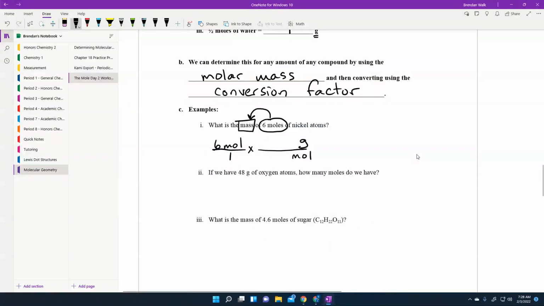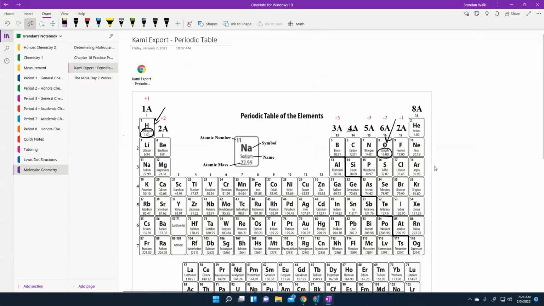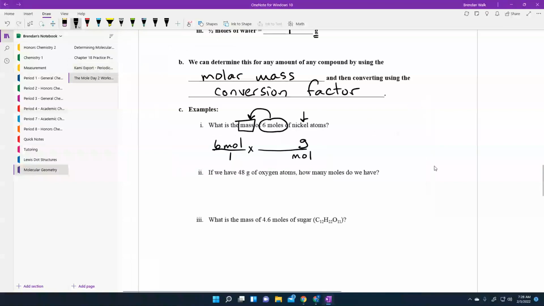In this case, it's nickel atoms. So I'm going to say, okay, let's go to the periodic table. Let's find nickel. Nickel's right here. 58.69 is its mass. So for nickel, 1 mole of nickel atoms is equal to, let's round it up, let's just say 59 grams. This equality is what we can use here. Mole always gets a 1, and in this case, we do 59.